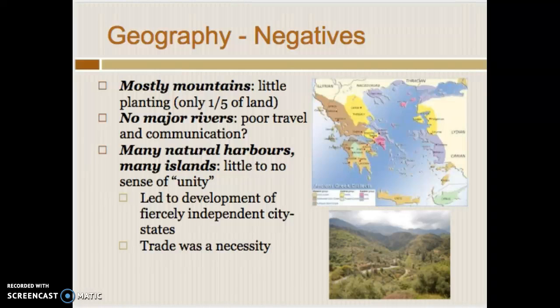Also, not great for communication between city-states, and that will be something that we're going to talk about in a little bit in the course. You've also got, as I said, many natural harbors and many islands. We talked about how that could be a positive thing. It's also a negative thing.